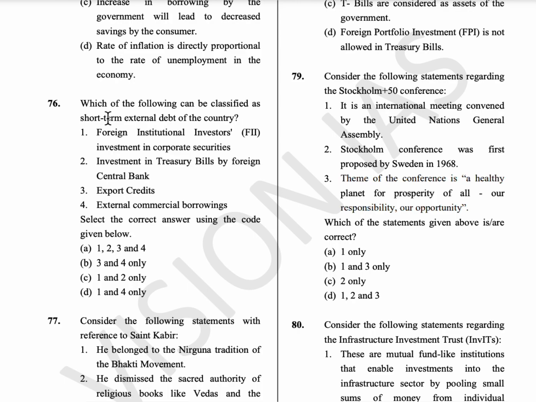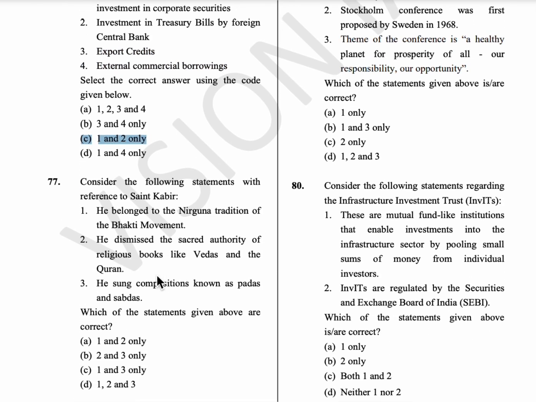country? So first statement is foreign institutional investors investment in corporate securities. Second is investment in treasury bills by foreign central bank. The third is export credit, external commercial borrowings. So only 1 and 2 statements are correct because here for the external debt, export credit and external commercial borrowings are not included as the short term external debt. Okay, so only 1 and 2 statements are correct. So option C. 77th question, consider the following statements regarding reference to Sant Kabir.